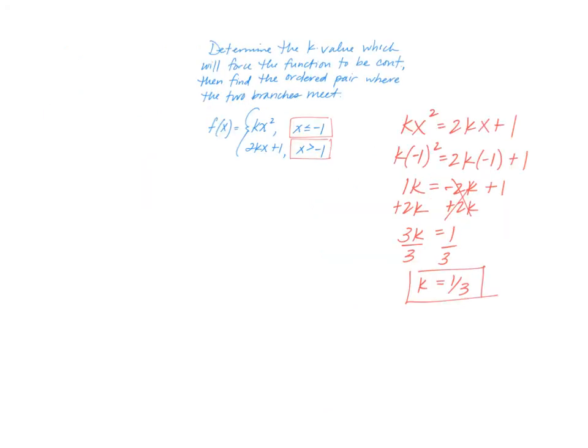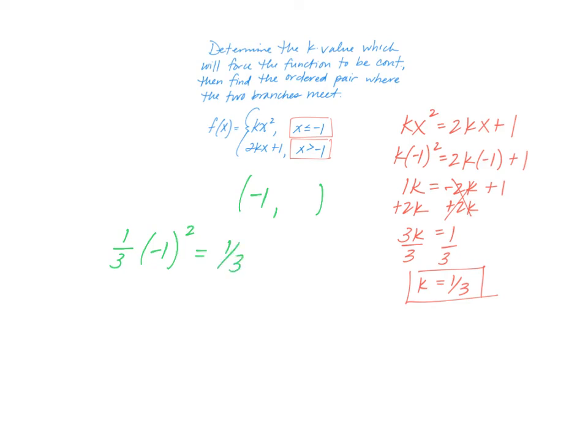Now that I know the k value, I want to find the ordered pair where the two branches meet. I already know the x value of the ordered pair because that's what I'm told when I begin the problem, that the point where I'm trying to get them to meet is at -1. To find the y value that corresponds to that, I'm going to evaluate both branches of the function at -1 using a k value of 1/3. So the first branch of the function will be 1/3 times -1 squared, which will give me +1/3.